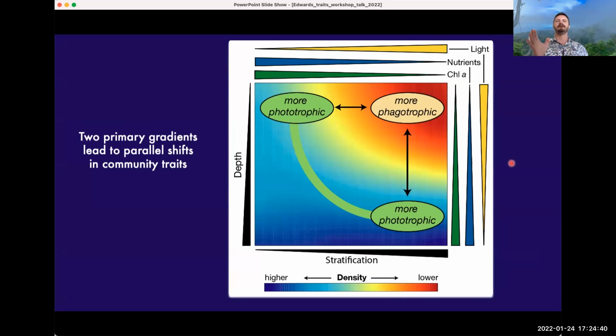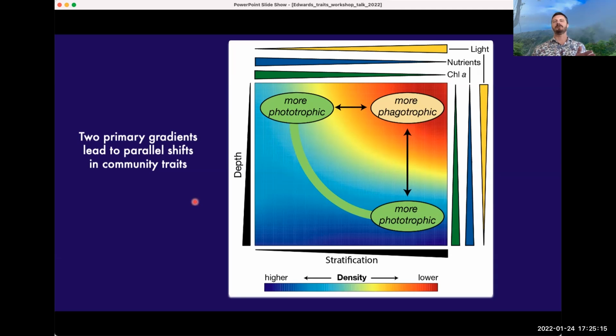Okay, so to summarize the empirical niche data here, we basically have two major gradients in the ocean that seem to be leading to parallel shifts in community traits. So as you go from deeper to shallower waters, you tend to go from more phototrophic phytoplankton to more phagotrophic phytoplankton. And likewise, if you go from less stratified to more stratified surface waters, you go from more phototrophic to more phagotrophic phytoplankton.